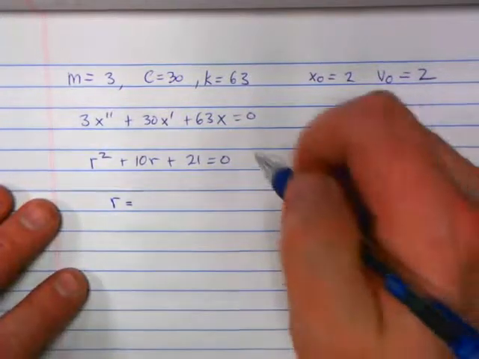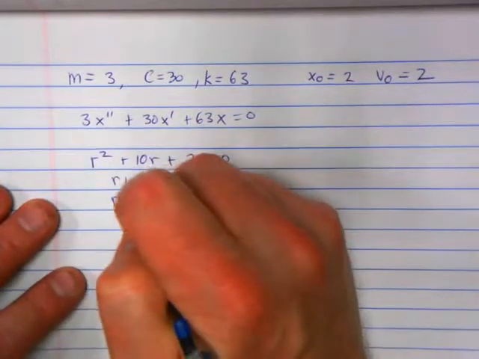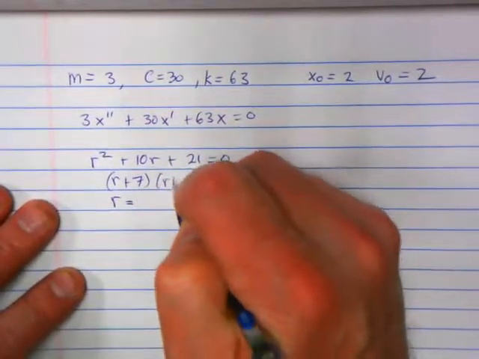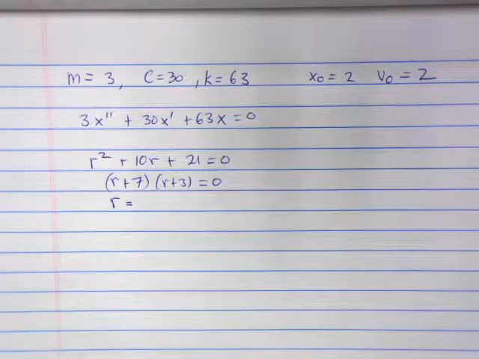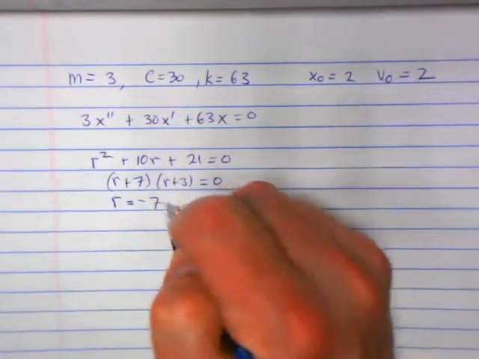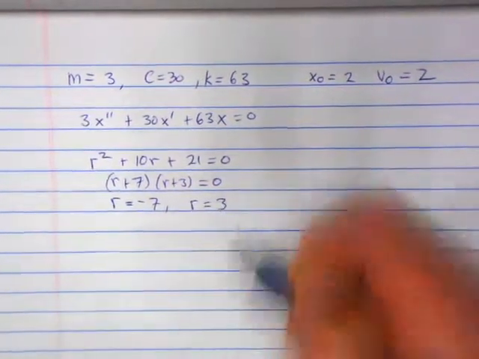Oh, it happens to factor, doesn't it? Oh, yeah. It's r plus 7. I wasn't even thinking. Trying to kill a mouse with an elephant gun. Yes, I was. r equals negative 7. r equals negative 3.